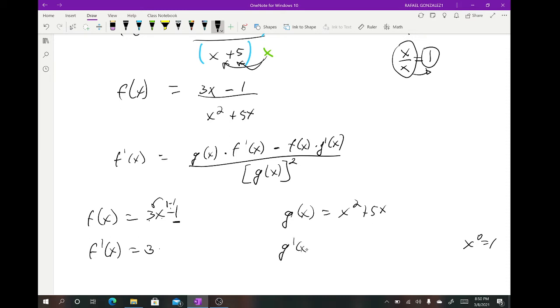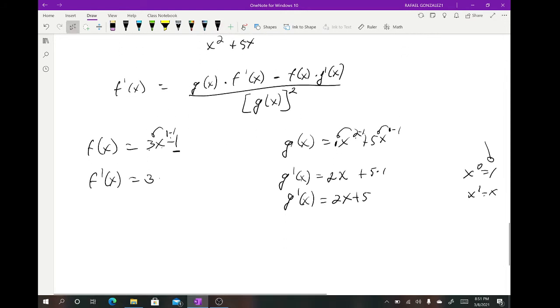Now for g of x, there's a 1 here. Remember, always remember that we don't write it, but there's always a 1 here. So 2 times 1 is 2, and then 2 minus 1 is 1, so we have x to the power 1, which is just x, so this is just 2x, plus, again, 1 here, so 1 times 5 is 5, and then 1 minus 1 is 0, so this is just 1 again, so this is just 5 times 1, which is 5. So the derivative of g is simply 2x plus 5.